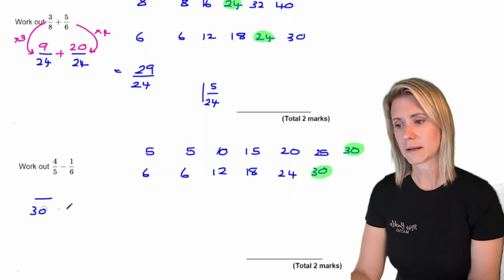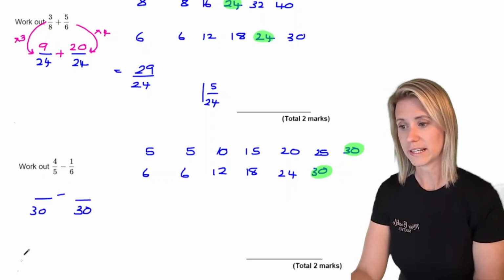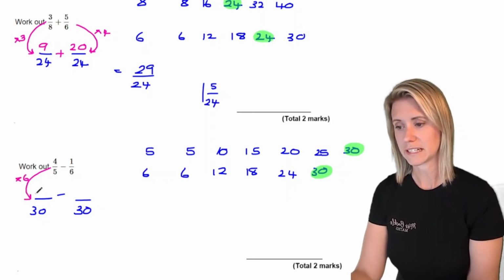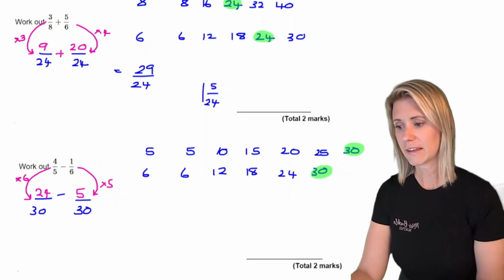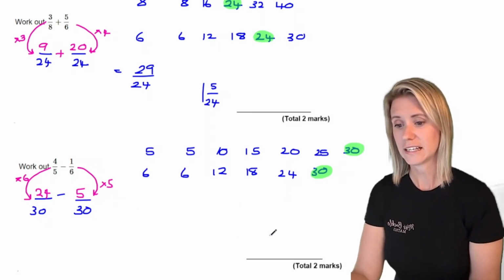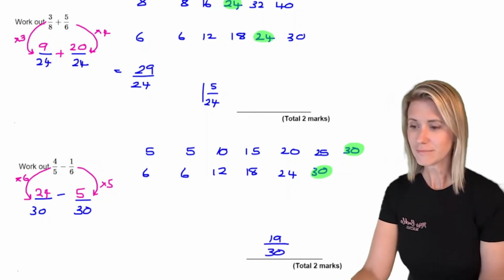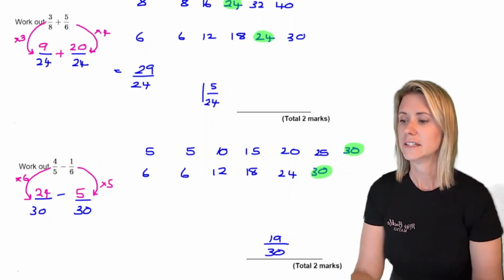So write both of your fractions over 30, and it's now a case of working out what has each one been multiplied by to get to that 30, to keep them equivalent. 5 has been times by 6, 4 times 6 is 24, 6 has been times by 5, and 1 times 5 is 5. So the calculation becomes 24 over 30, subtract 5 30ths, giving us 19 30ths as your final answer. Once again, another 2-marker question because of that conversion that you have to make.